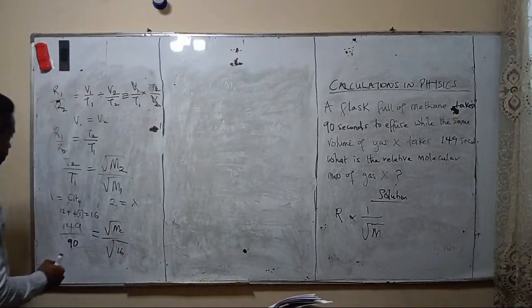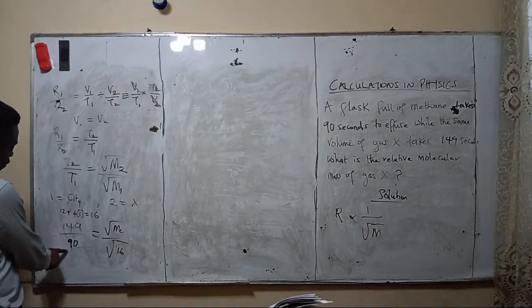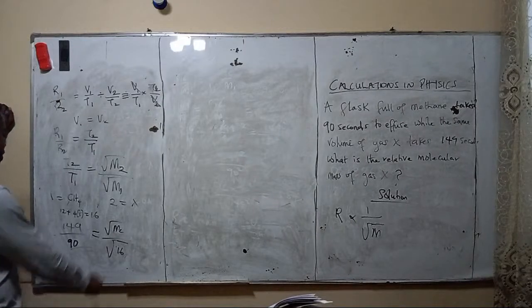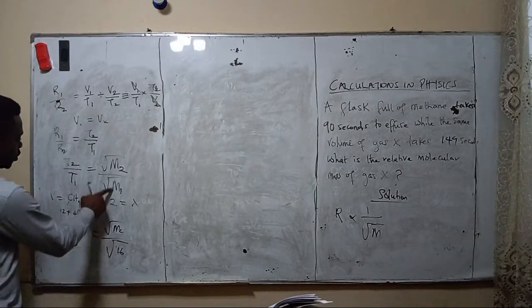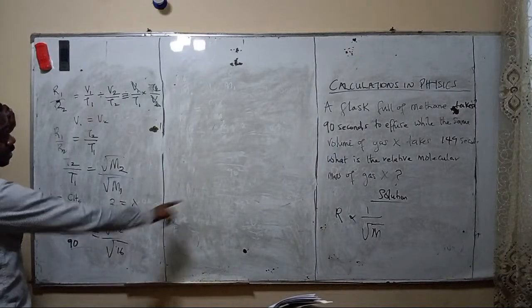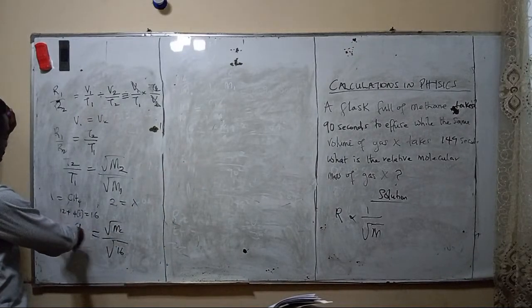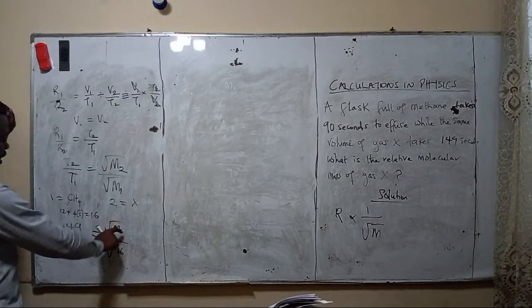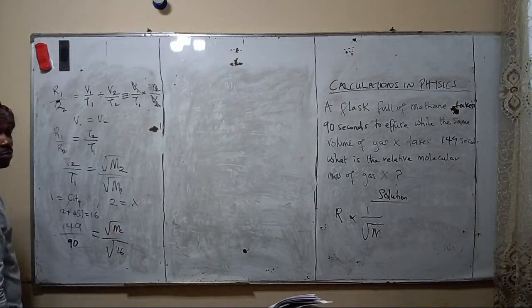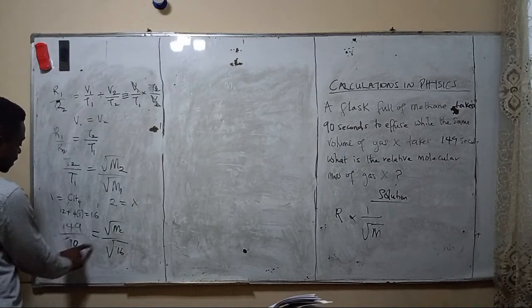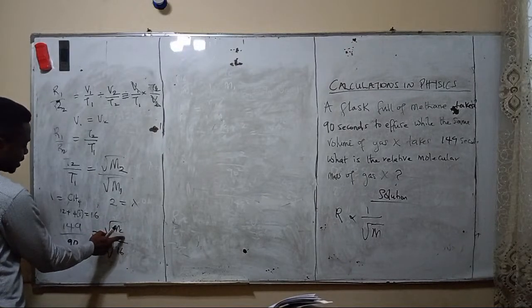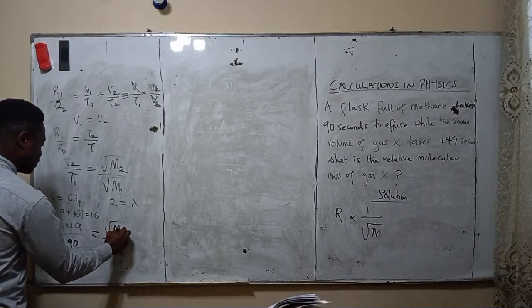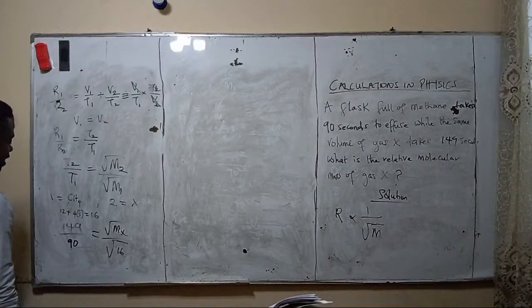So this is 149 over 90. This is root 16, because M1 is methane. So here should be 16, while M2 is gas X. So here should be gas X. This M2 belongs to gas X. So we have 149 over 90 is equal to the square root of the relative molecular mass of gas X over 16. I think it's better this way.